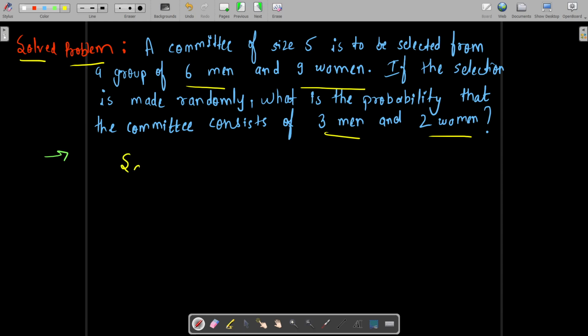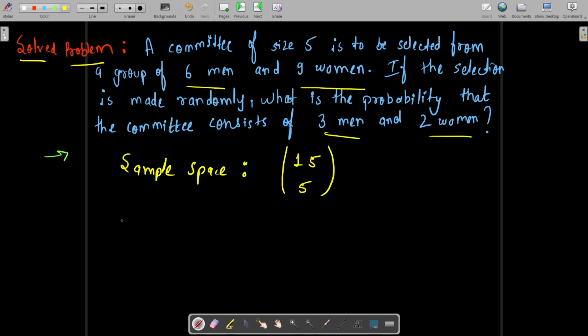Firstly, since we have to find probability, we need some sample space for the denominator. So we have 15 people in total, 9 women and 6 men. And at the end, we have to form a committee which consists of 3 men and 2 women. So in total, we have to select 5. So from 15, we have to select 5.